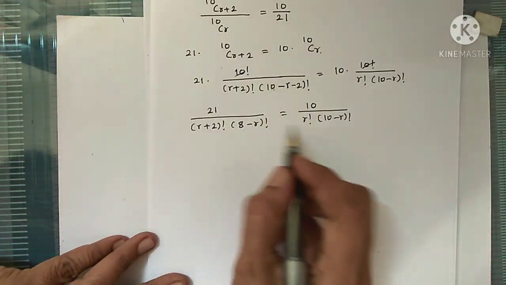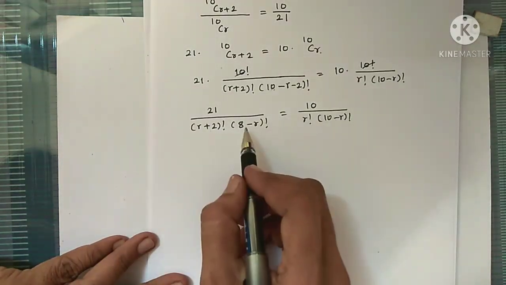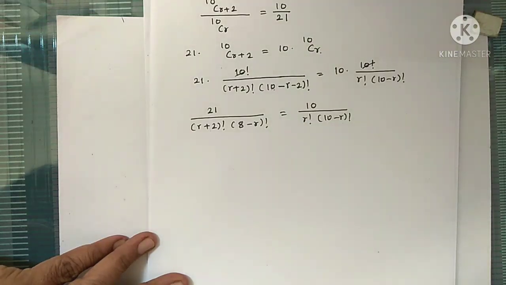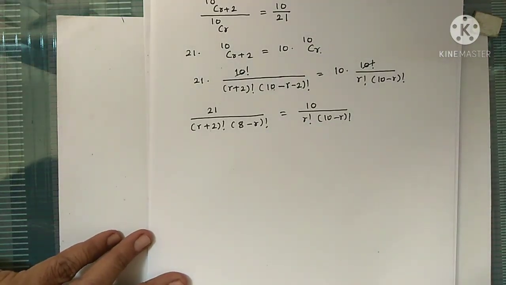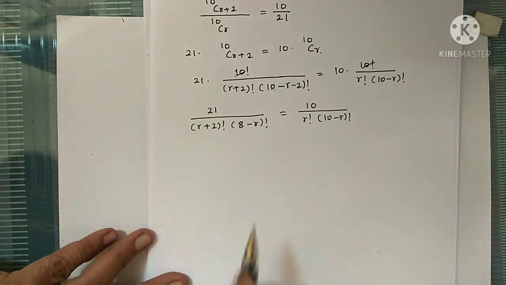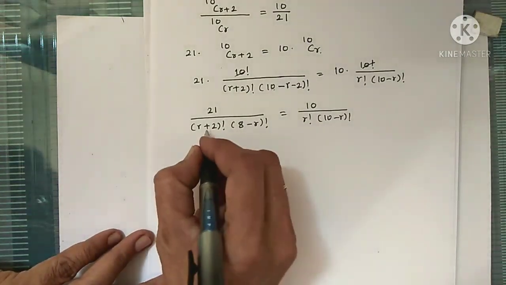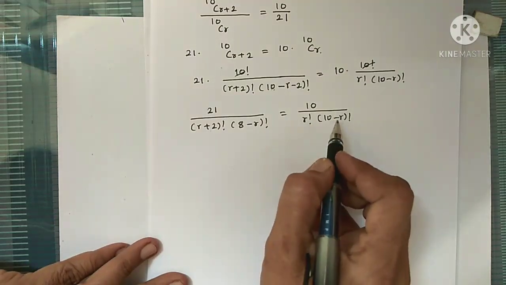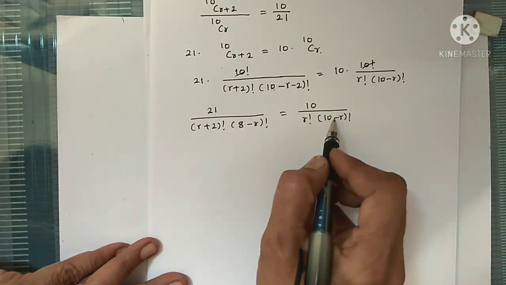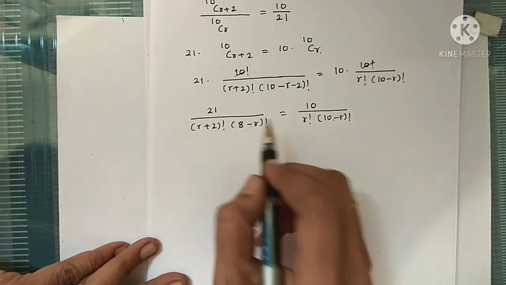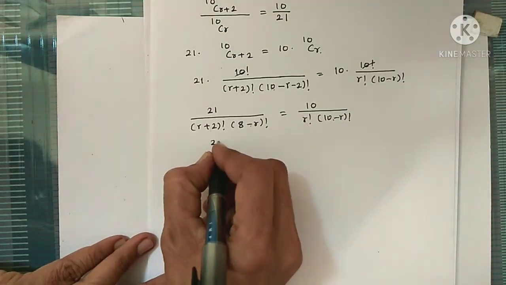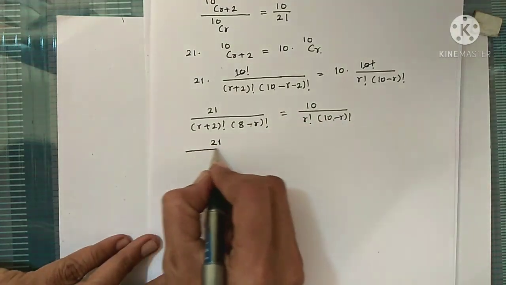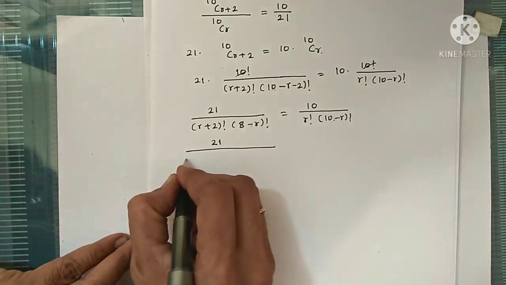Now from these two terms, 10 minus r is greater than 8 minus r. So 10 minus r, subtracting 1, we get 9 minus r. Again subtracting 1, we get 8 minus r. So this term can be written in terms of r factorial, and 10 minus r factorial can be written in terms of 8 minus r factorial. So that we can cancel that factorial notation term.